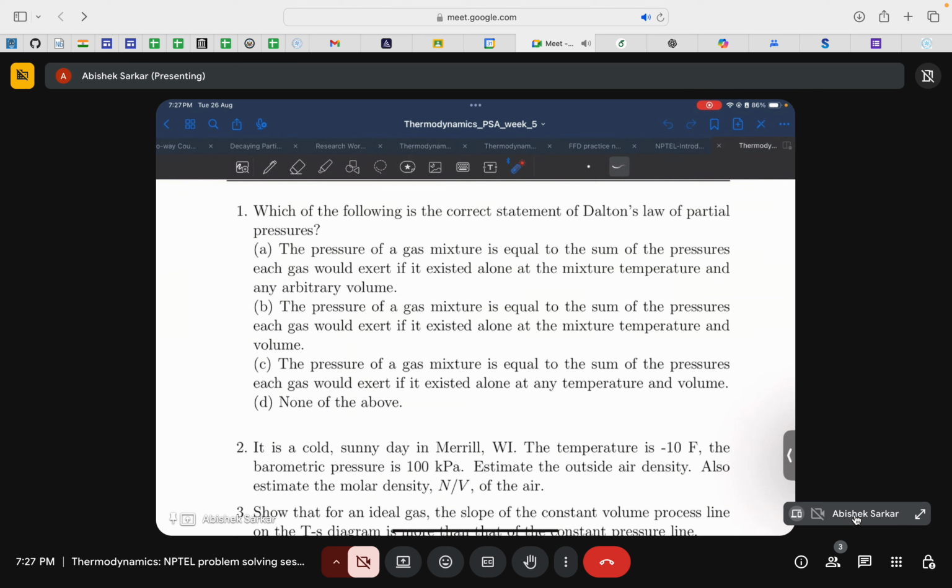Third is pressure of a gas mixture is equal to the sum of pressures of each gas that would exert if it exists alone at any temperature and volume. Finally is none of the above. So you can just try it out. I will give you say 1 minute to look into it. We already looked upon the governing equations and how Dalton's law of partial pressure was derived, so you can tell me the correct option.